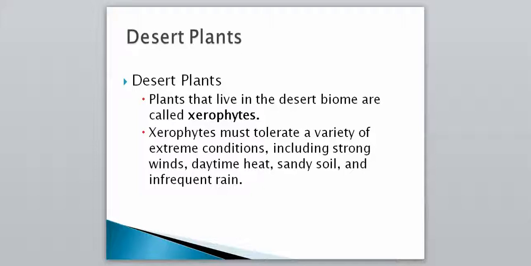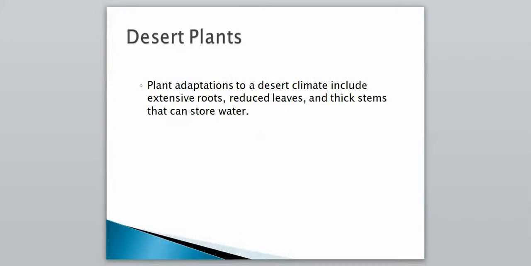All 4 or 5 of those, we would think, would be the death of a plant. Plants shouldn't be able to survive in any of those things. However, desert plants have found a way, and we're going to take a look at how they do this. Some specific adaptations include extensive roots, so just a lot of roots, reduced leaves. Again, leaves require a lot of water to keep them going, and they have thick stems, on the opposite side of that, that can store water. So those are 3 specific adaptations that will help our desert plant survive.